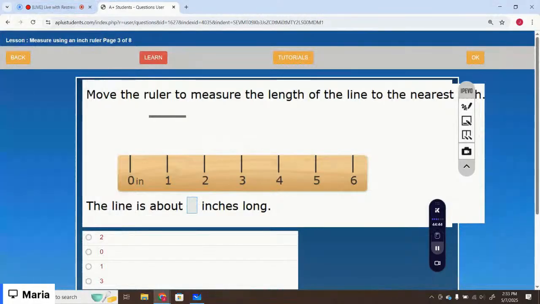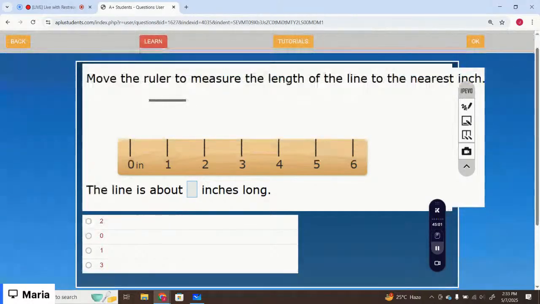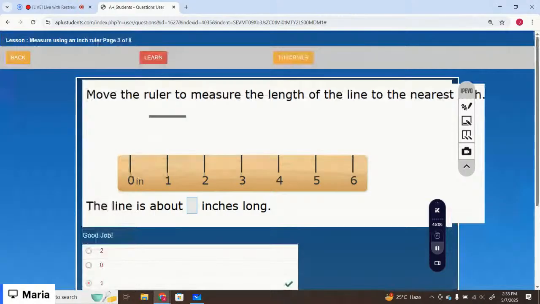Move the ruler to measure the length of the line to the nearest inch. The length of the line is 1 inch long. Option number three is the correct option. That is 1 inch long.